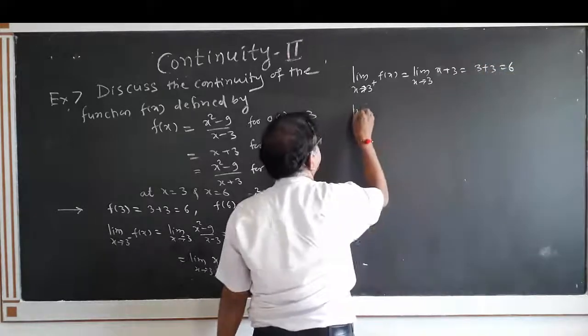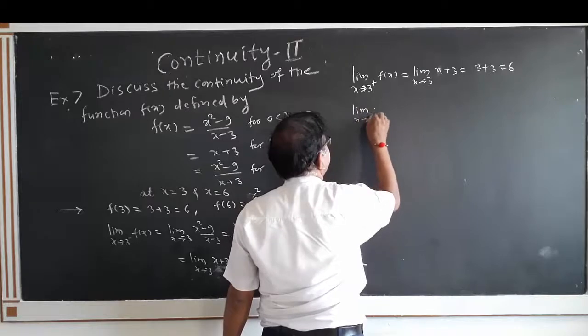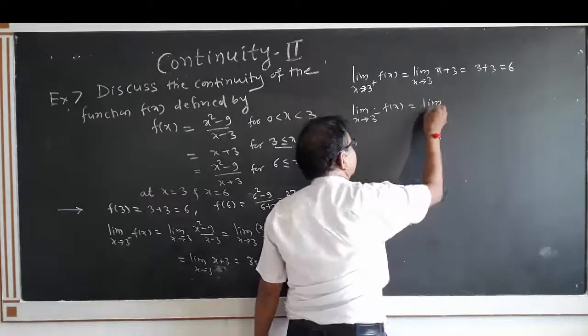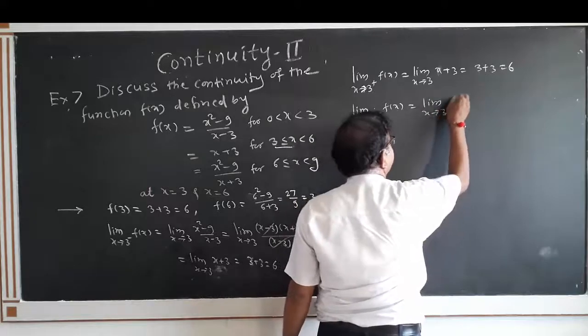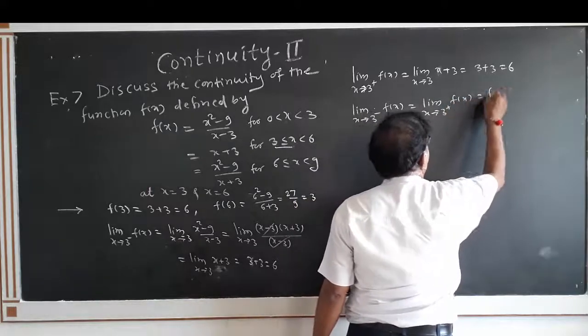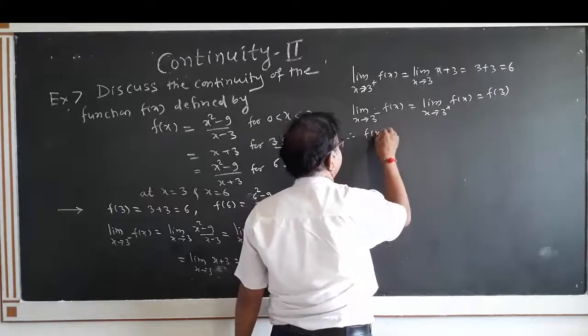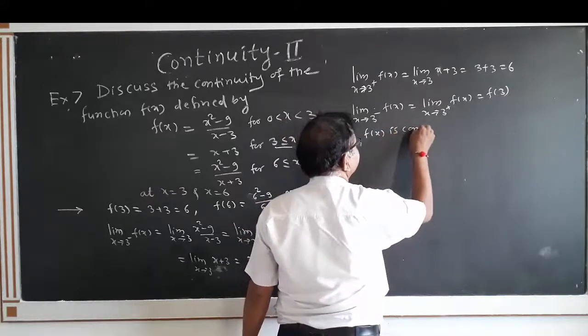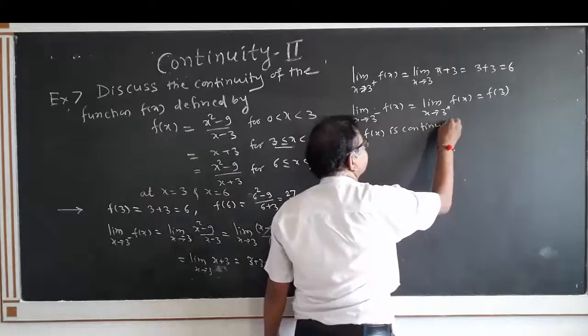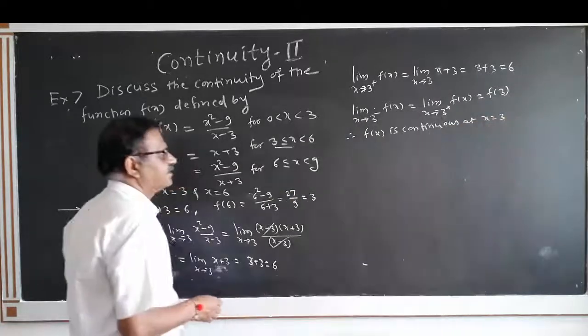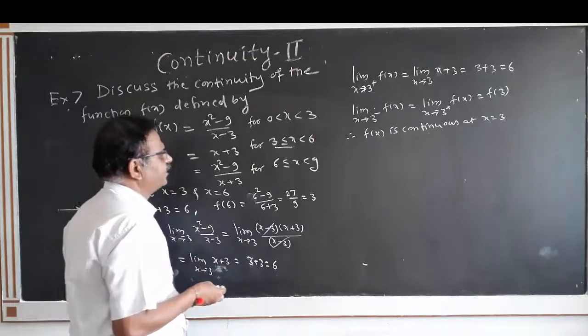Thus, limit x tends to 3 minus of f(x), that is left hand limit of f(x), equal to limit x tends to 3 plus of f(x), that is right hand limit of f(x), equal to f of 3, and hence f(x) is continuous at x equal to 3. Now we shall discuss continuity at x equal to 6.